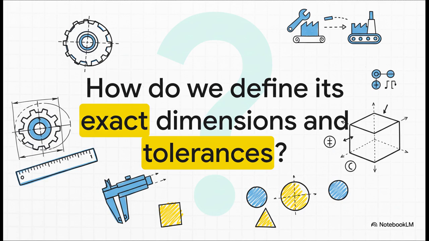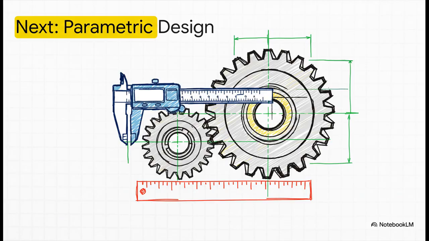And that brings us to the next logical question, doesn't it? We've picked a shape, we've figured out the general layout, we have a solid configuration, but it's still not ready for the factory floor. So how do we define the exact dimensions, the exact tolerances, to make sure it not only works perfectly, but can be made over and over again with total reliability? Well, answering that question is what the next stage is all about: parametric design.